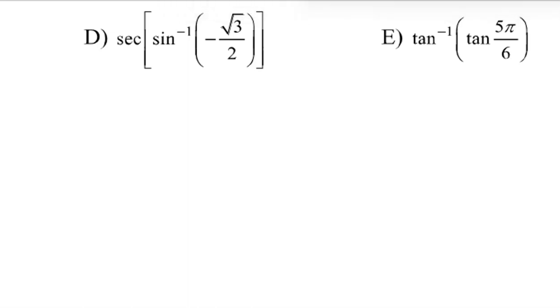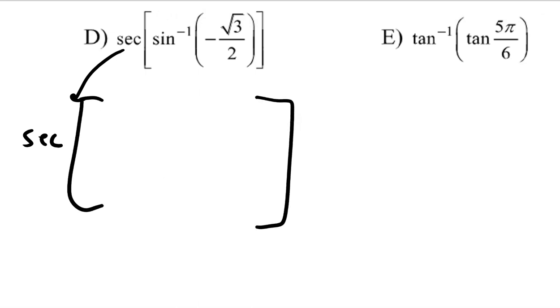Okay, so D has 2 layers to it, and if it's got more than 1 layer, just don't worry about the outside layer until the very end. This makes the question a little bit longer, it doesn't make it any harder. But this inside piece is what's new to us because this is an inverse question.